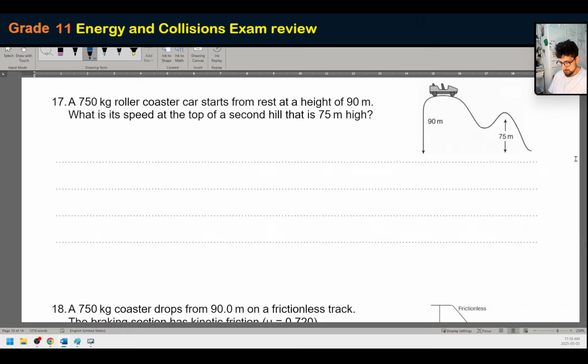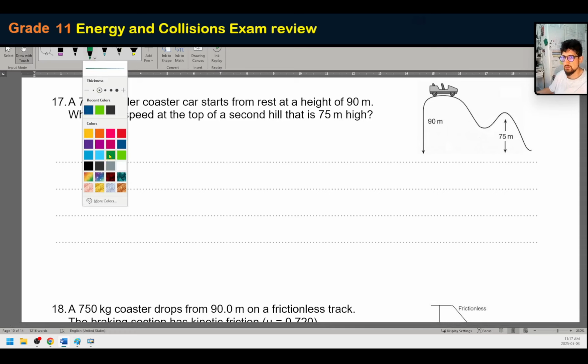What's going on in this question is I've got a roller coaster car right at the top of the first hill, and all the energy from there is going to be gravitational potential energy. Once I know that, I also know that on the top of the second hill, there's going to be a lot of gravitational potential energy, but there's also going to be some movement, so there's going to be some kinetic energy, right? So let me just show you what that looks like on the actual diagram, and this time I'm going to use dark green.